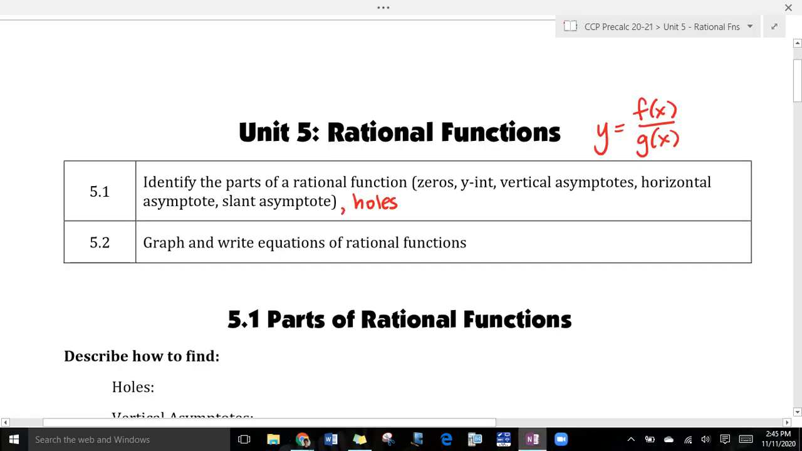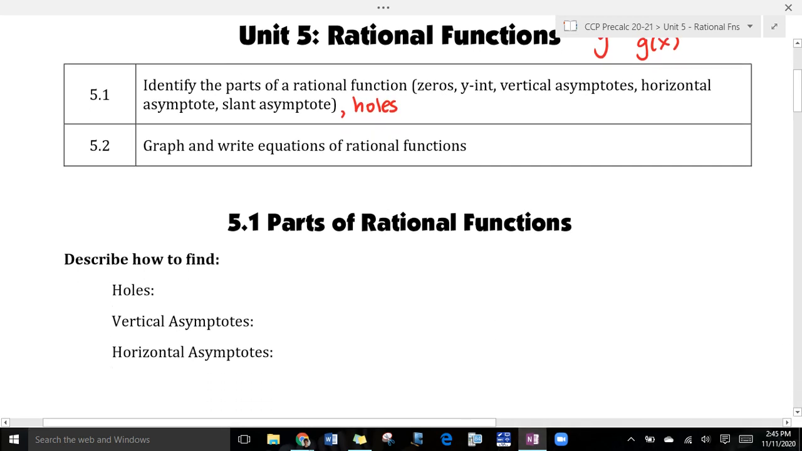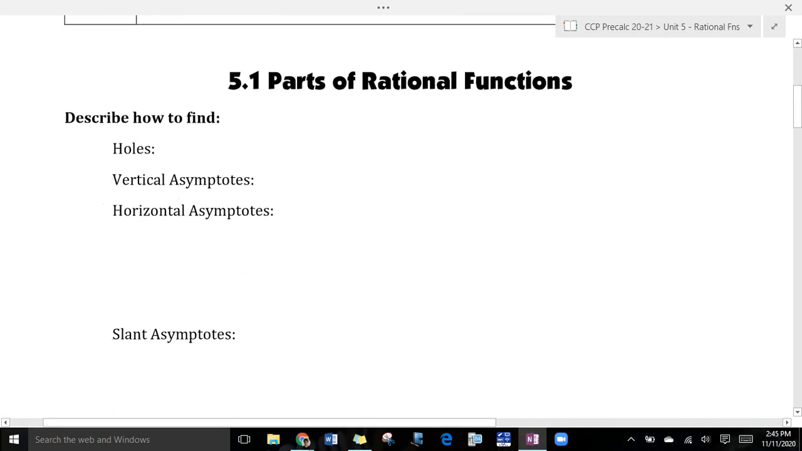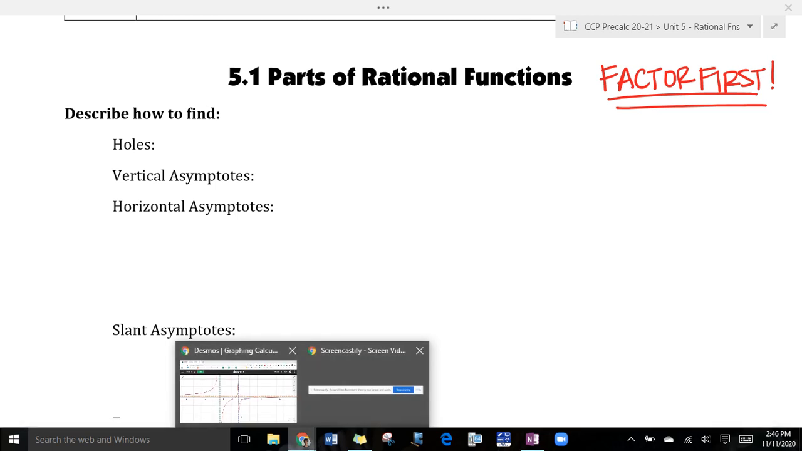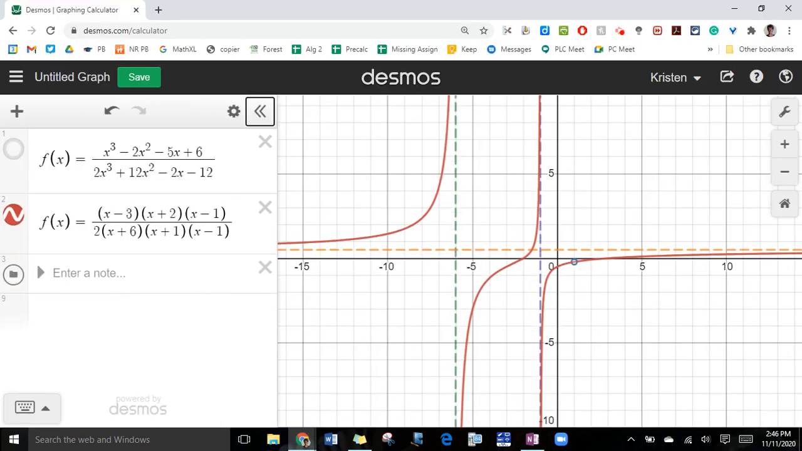So back to the notes. When we look at a rational function and we want to find all these pieces, the first thing I want you to do is factor it. And I'll show you why. So factor first. I'm going to go back to my graph and pull over two versions of the function. The first version of the function is a big, messy cubic divided by a cubic. Okay, so that's what the original function would look like. But the second line is the exact same function, it's just in terms of factors instead. So our first goal will be to factor this thing.